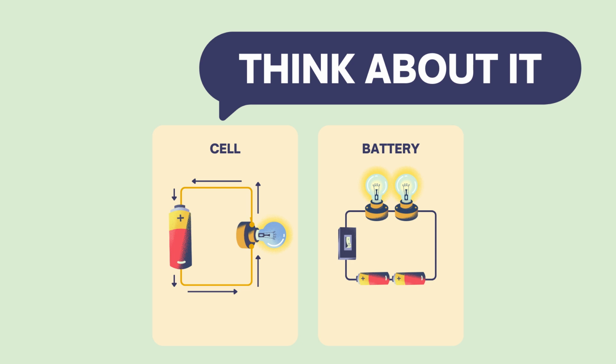Now, let's clarify the difference between a cell and a battery. A cell is a single electrochemical unit that generates a specific voltage. When you connect multiple cells together, you form a battery, which can provide a higher voltage or more energy capacity. For example, a common AA battery is technically a single cell, while a car battery contains several cells connected in series.